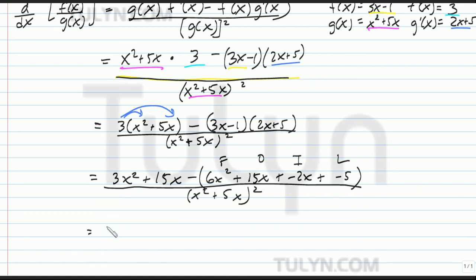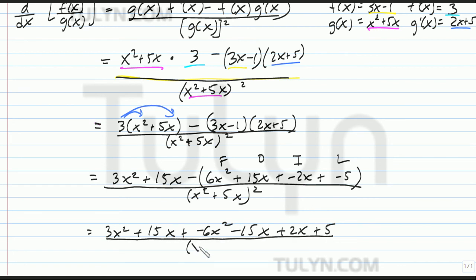So it will be 3x squared plus 15x, and then the subtracting sign in front of a parentheses turns each sign inside the parentheses into the opposite sign. So it'll be plus, positive 6x squared will be negative 6x squared, positive 15x will be negative 15x, negative 2x is going to be positive 2x, negative 5 is going to be positive 5, all divided by (x squared plus 5x) squared.